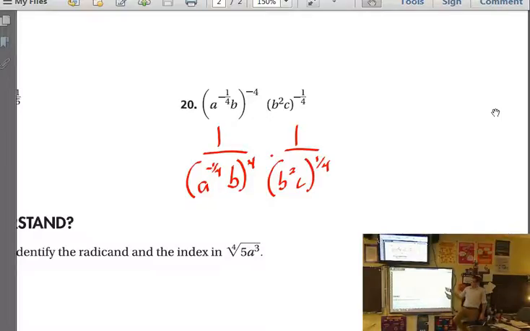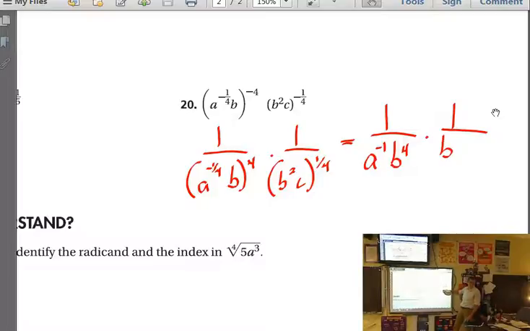From here, we distribute the power, just so I make sure I'm not wasting time. People want me to keep going, yes? Okay. So then I distribute my powers. So don't do too much at once. Powers to a power multiply. Negative 1/4 times 4 is negative 1. B to the 4th, I just get b to the 4th. B squared to the 1/4, I get b to the half. And c just becomes to the 4th.